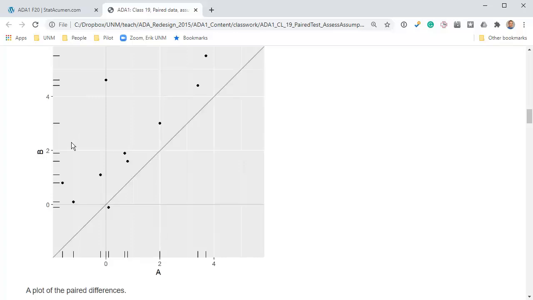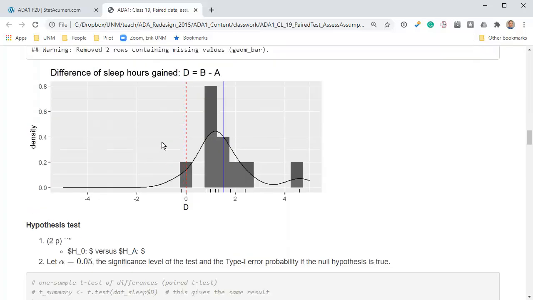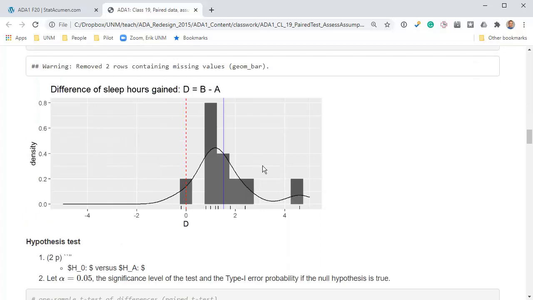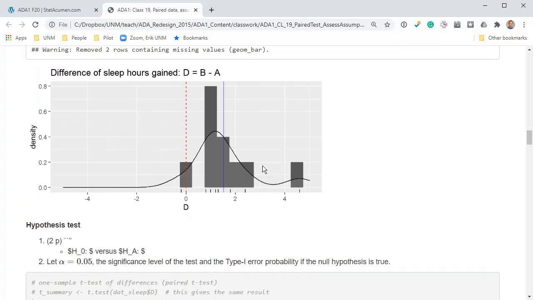I've got a B value and an A value, and this is my point. And for me, my difference is my B value minus my A value, basically this height, but from the diagonal line. That is my difference between B and A. So everyone has a difference, and the data are said to be paired because within each person, you've got a B and an A, and you can pair those values to take a difference.